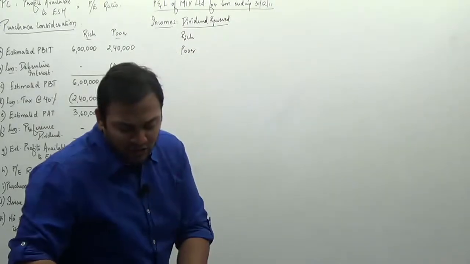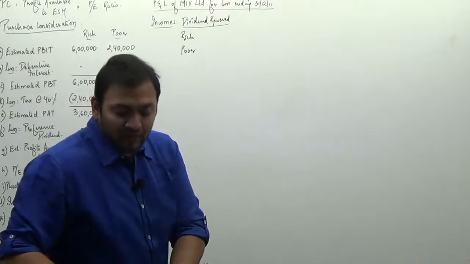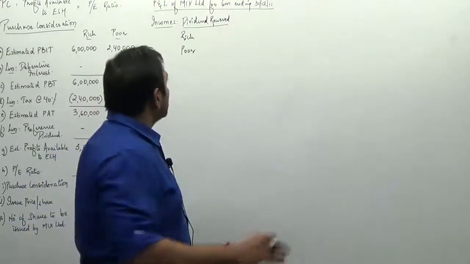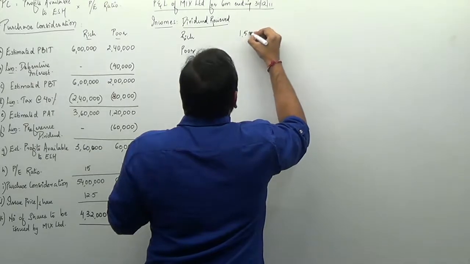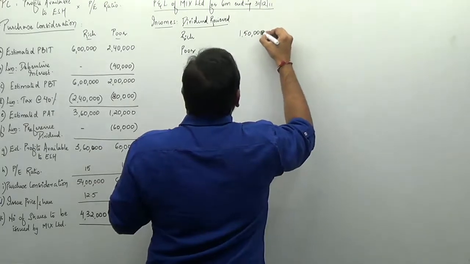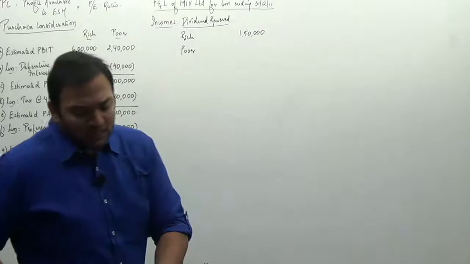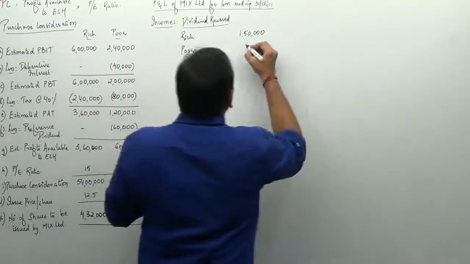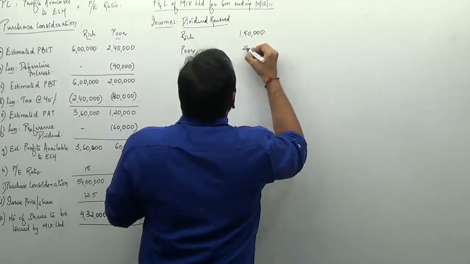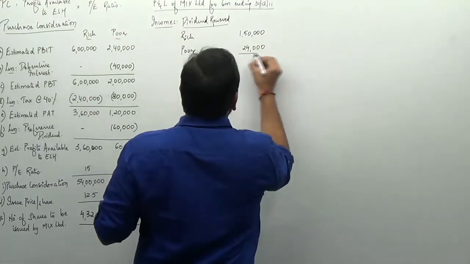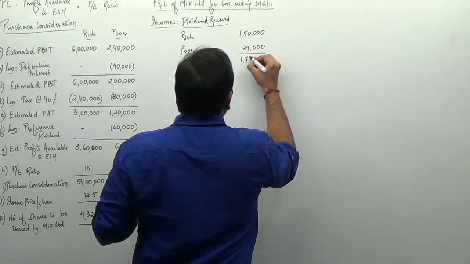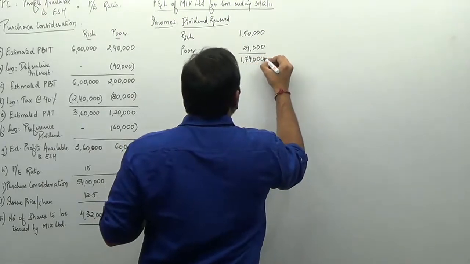Rich Limited issued share capital is 30 lakhs. 5% on 30 lakhs is 1,50,000. Poor, 2% of 12 lakhs, 24,000. This is my income. That's it. There's no other income. There's no other asset, first of all, to earn some income.